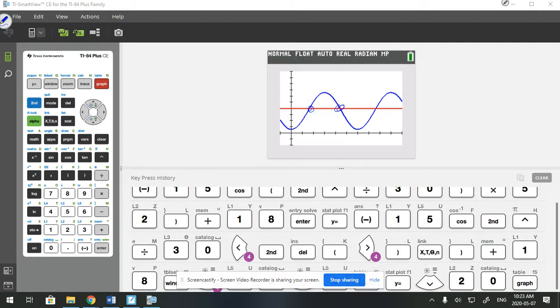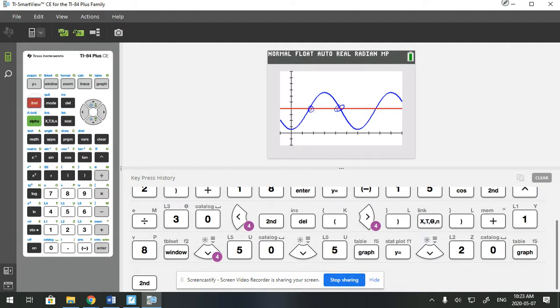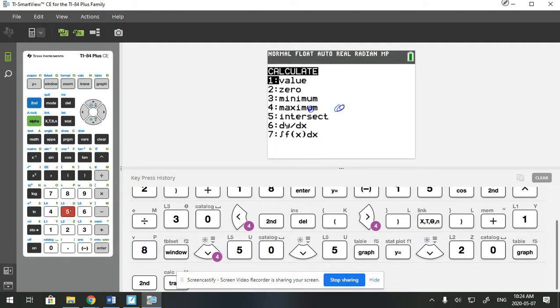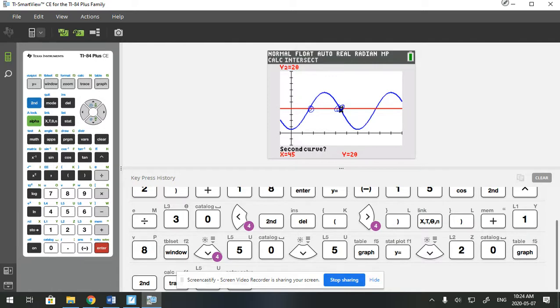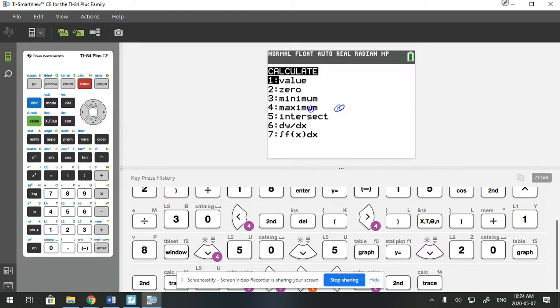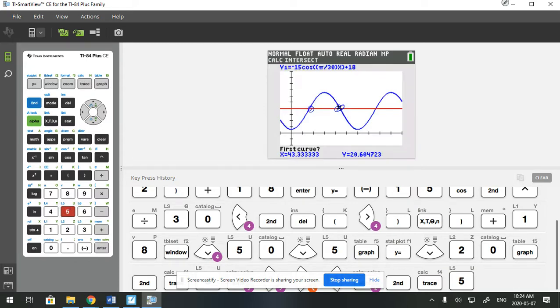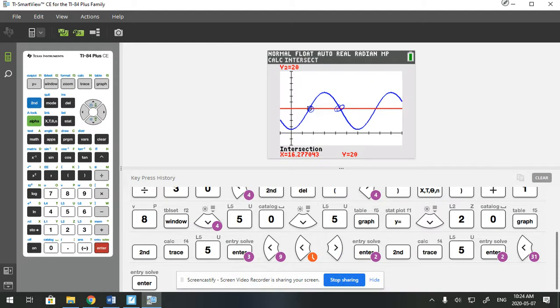Okay, so then you're just going to go into second calc, and we're going to find the intersect. And hit enter, enter. I'm going to find the intersect of the first one here. Oh, did I miss something? I think I did. Second calc, intersect, first curve, second curve, and then my guess. I must have hit it too many times. Okay, so I get 16.27, etc. is my first time when it reaches 20 meters.